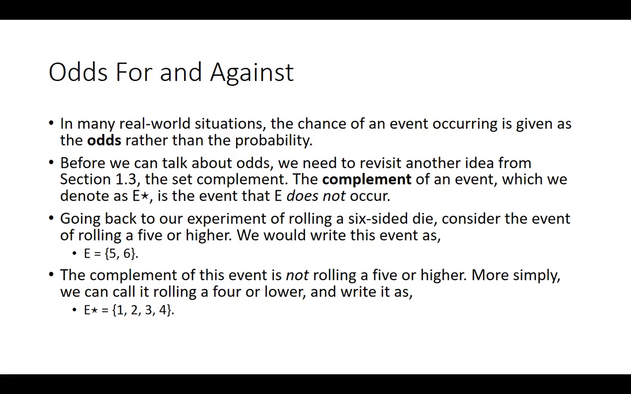Remember, the complement is everything in the universal set that isn't in the set we're looking at. So since the universal set here was 1 through 6, and set E was 5 and 6, E star would be everything else, 1 through 4.